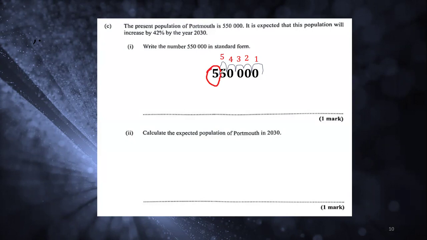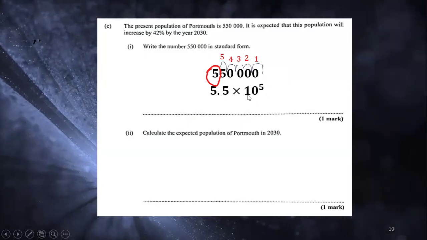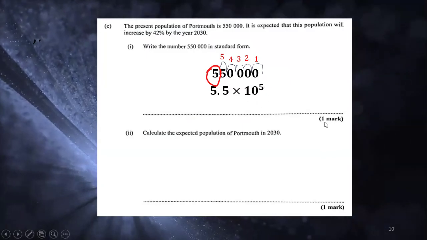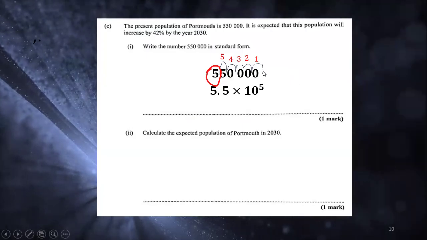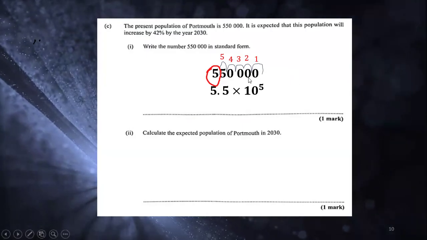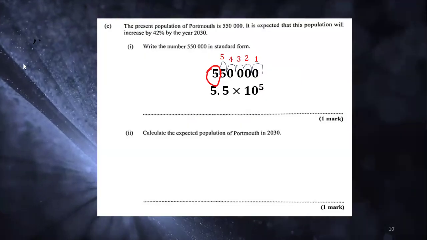When that happens, we are able to express this number in standard form. Because of how many jumps we made, it's going to be 5.5 by 10 to the power of 5. And that's it. It's 1 mark, so it can't be that difficult. Remember, if you jump to the left, this 5 is going to be positive 5. Suppose we jumped to the right. What would have happened in that case?